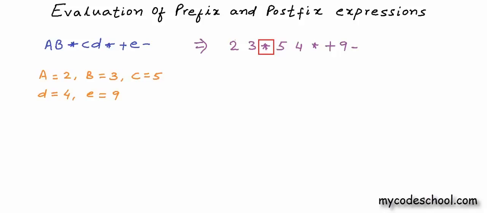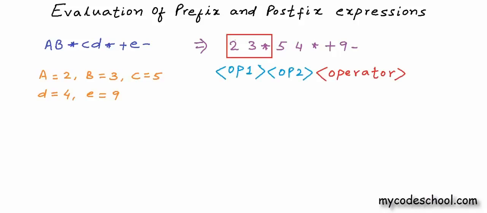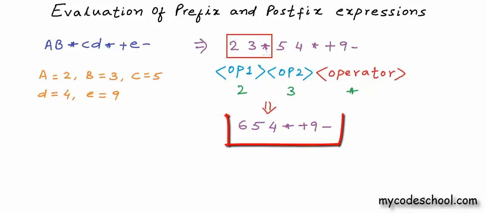In postfix expression, operands of an operator will always lie to its left. For the first operator, the preceding two entities will always be operands. You need to look for the first occurrence of this pattern, operand, operand, operator, in the expression. And now you can apply the operator on these two operands and reduce the expression. So this is what I'm getting after evaluating 2, 3 asterisk.